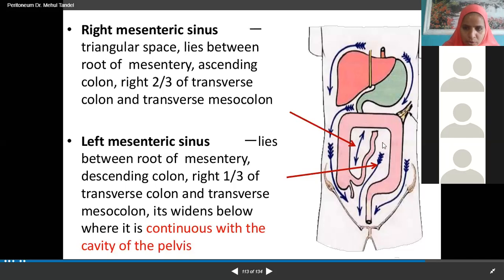Okay. So now you see the arrow. This space, that is left mesenteric sinus, is becoming continuous with the pelvic cavity. Even left paracolic gutter is also becoming continuous with the pelvic cavity. So that means if there is any abdominal infection, because there is a communication, the infection can easily spread from the abdominal cavity to the pelvic cavity. Is that clear? Please stop me if you are not understanding.